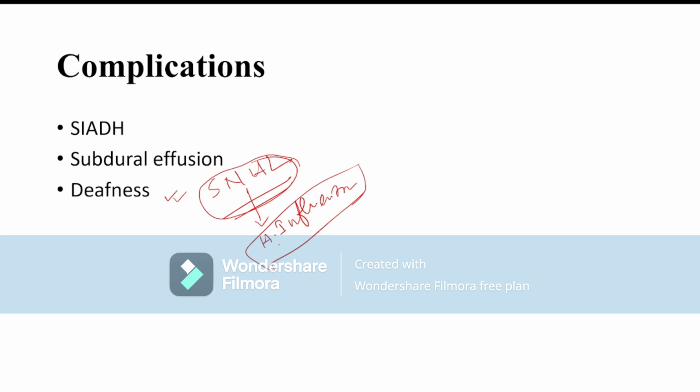And the second complication is subdural effusion. Why subdural effusion? Because there is increased permeability of the blood vessels, and also there is a leakage of fluid from the vessels into the subdural space, and also a leakage of fluid from the subarachnoid space to the subdural space, and it causes subdural effusion. And if the child has symptoms of subdural effusion, then the treatment of choice is taking out the subdural effusion by aspiration.